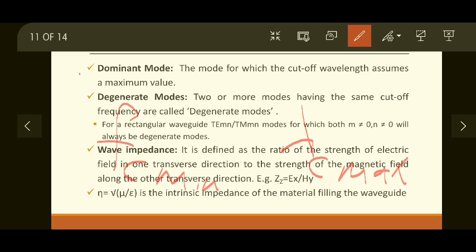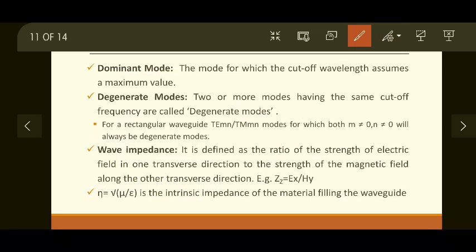In that case it will be called a dominant mode. Okay, so why should fc be minimum? So that it allows the maximum number of frequencies to pass through the waveguide. Then there will be degenerate modes, which are nothing but modes having the same cutoff frequency. So several modes will have the same cutoff frequency, and those will be called degenerate modes. All the modes which do not have m and n as 0 will always be degenerate modes.